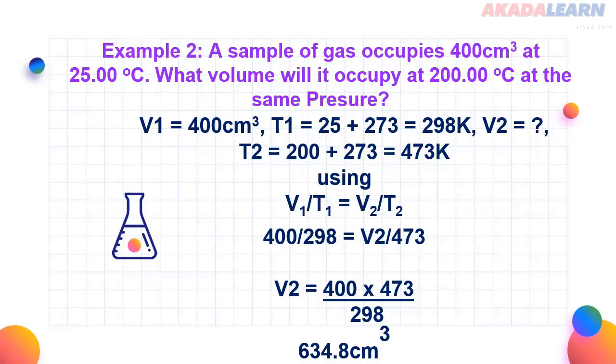V1 is equal to 400 cm cubed, T1 is 25 degrees plus 273, that will give us 298 Kelvin, while V2 is unknown. T2 is 200 degrees Celsius plus 273, converting to Kelvin, that will give us 473 Kelvin. Now, using V1 over T1 equals V2 over T2, that will give us 400 divided by 298 is equal to V2 divided by 473. Making V2 the subject of the formula and evaluating, the final volume V2 will be 634.8 cm cubed.